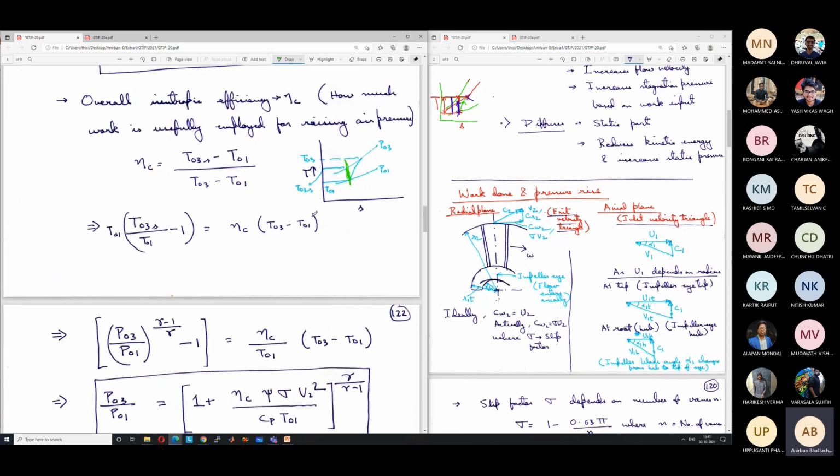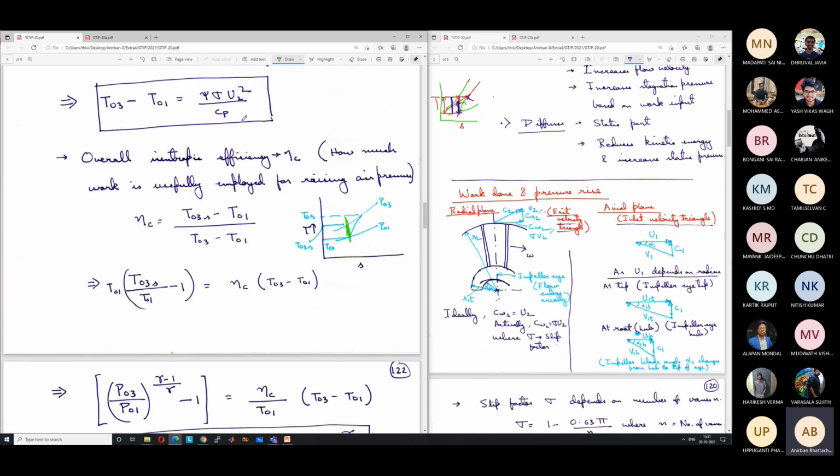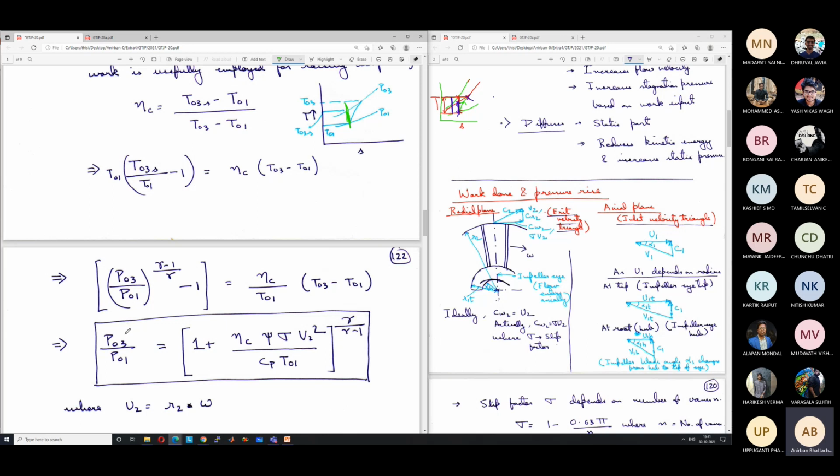Eta C into T03 minus T01 is equal to, if you take T01 common here, T03s minus T01 by T01 minus 1. So T03s by T01 is P03 by P01 whole to the power gamma minus 1 by gamma. Minus this 1 is equal to eta C by this T01 goes to the other side into T03 minus T01. Or P03 by P01 is 1 plus this entire term whole to the power gamma by gamma minus 1. So this entire term we can write as eta C by T01 into T03 minus T01, which is psi sigma U2 square by Cp. So if we replace that, we get this expression.